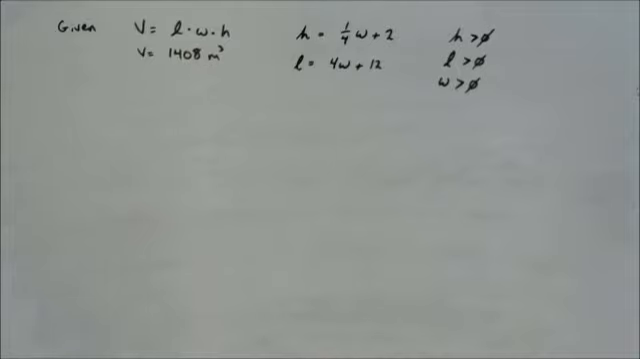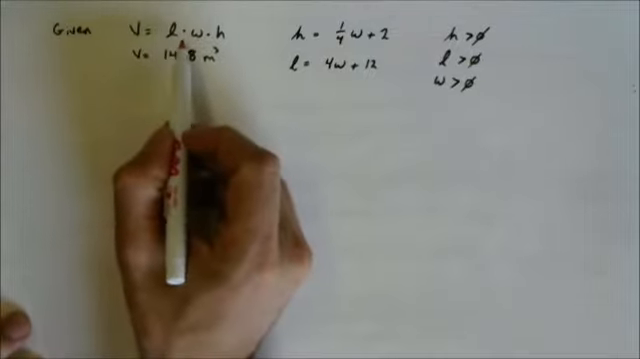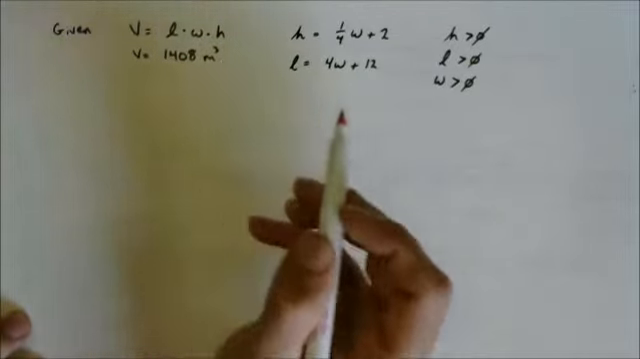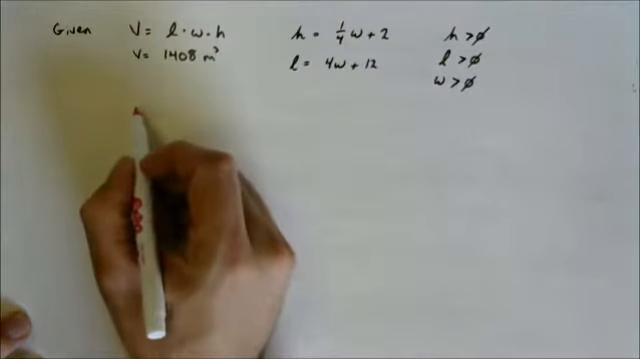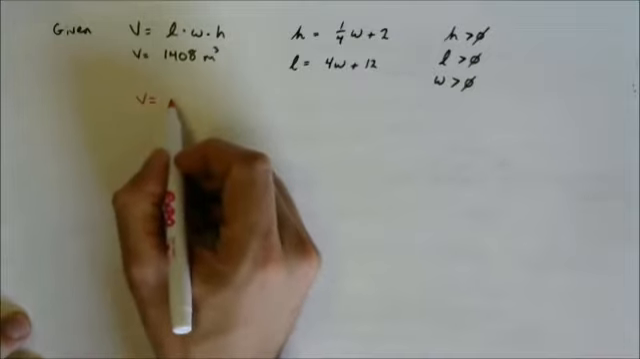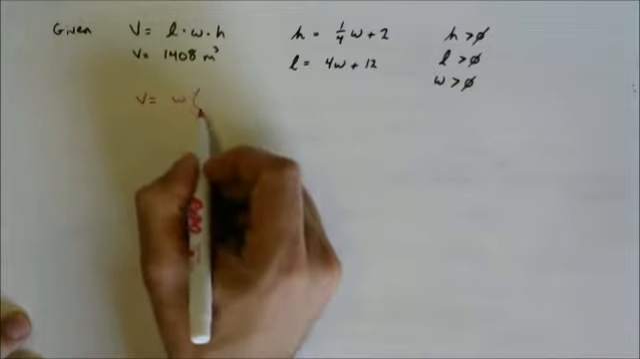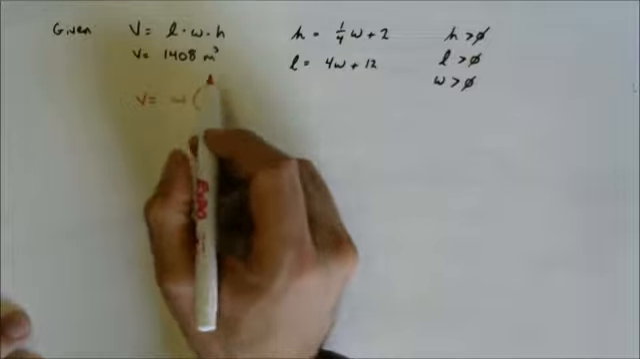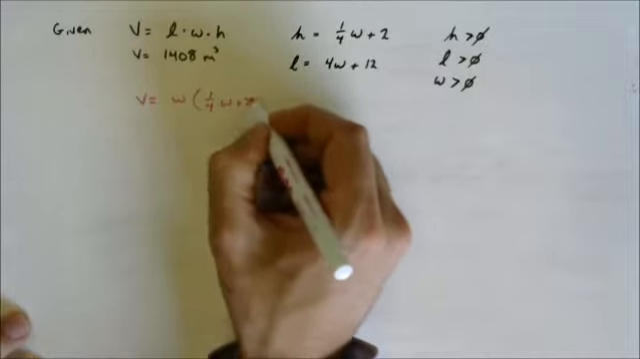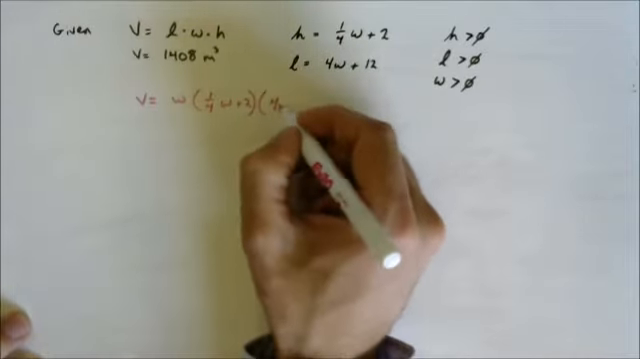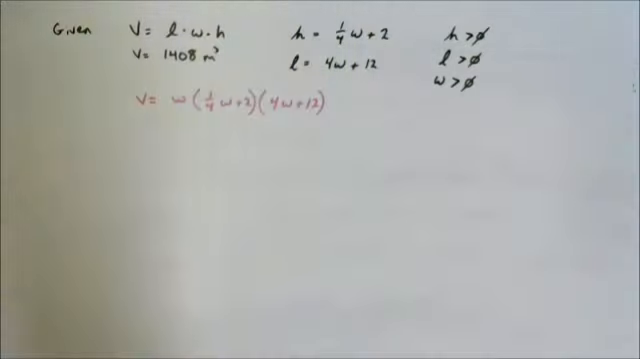Okay, so from here we can set up an algebraic equation that reflects the information that we've been given, and we're really just starting with this. Volume equals length times width times height. We have expressions for h in terms of W and L in terms of W. So what we have is volume equals W as one factor times, let's say, the height, which is 1/4 W plus 2, times the length, which is 4W plus 12.